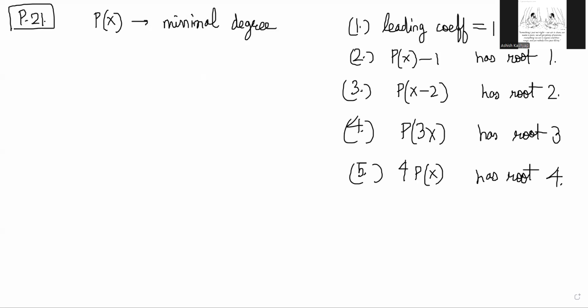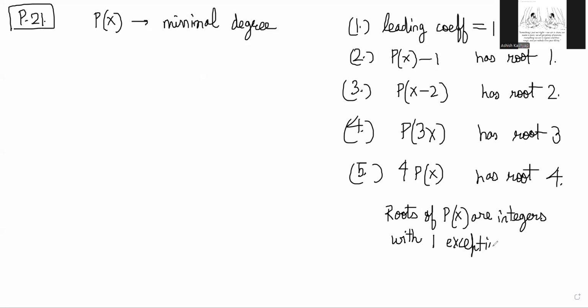The roots of p of x are integers with one exception, and that exception, that other non-integer root, can be written as m by n. We have to find m plus n, right? Correct, no? So think about it. Do you understand the problem? What is the problem?